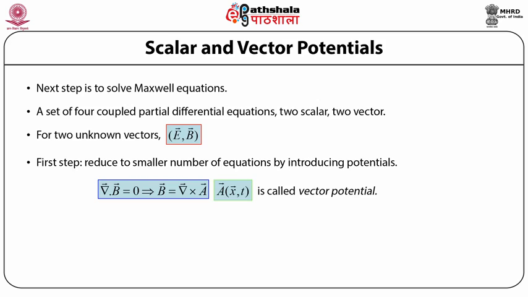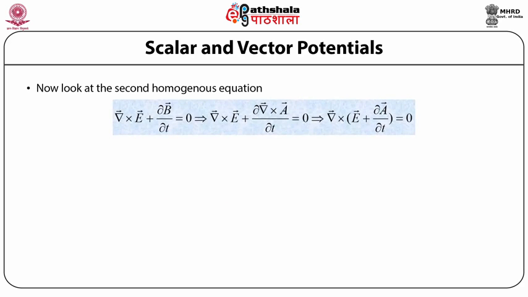Now if we look at the fourth of Maxwell's equations, that is the divergence of the magnetic field induction vector B is equal to 0, then we know from our knowledge of divergence that if the divergence of any vector is 0, then that vector can be written as the curl of another vector, because the divergence of the curl of a vector quantity will always give a 0. So we can define the magnetic field induction vector B as being the curl of another vector quantity A, where vector A, which is a function of the position vector x and the time t, is called the vector potential.